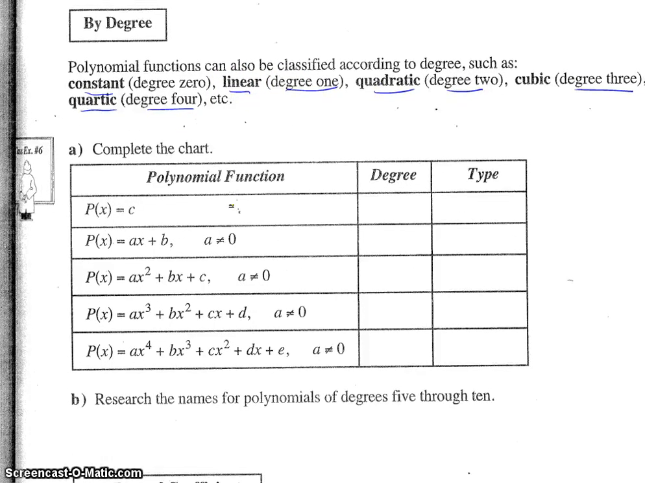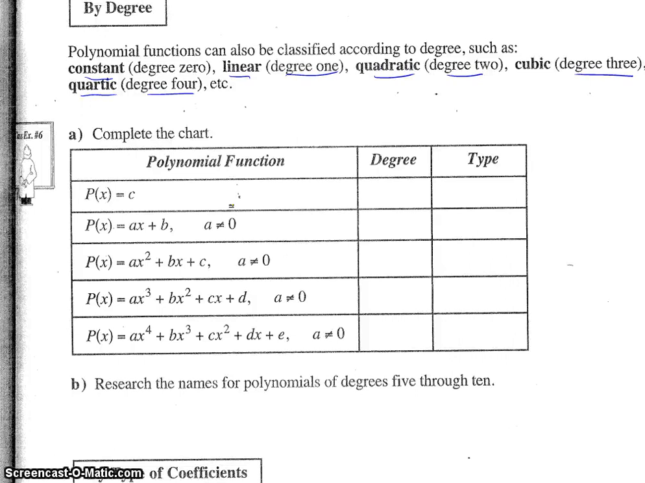Okay, let's complete the chart to just reinforce that. If we have p of x equals c, notice there's no x, so it's like x to the 0. Remember that was degree 0, and it was called a constant function. Okay, so you get the idea. Why don't you run through and write down what each of the degrees would be and what name of the function it would be. We're just going based on degree here. So fill in that chart and pause the video. We'll check back in a minute.